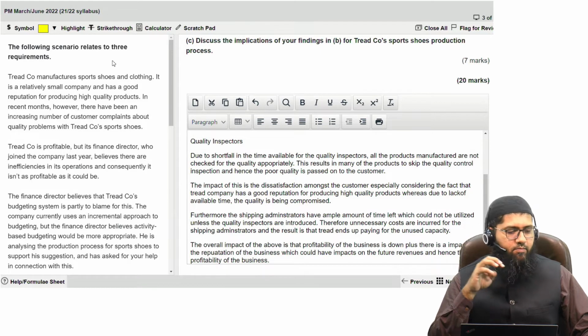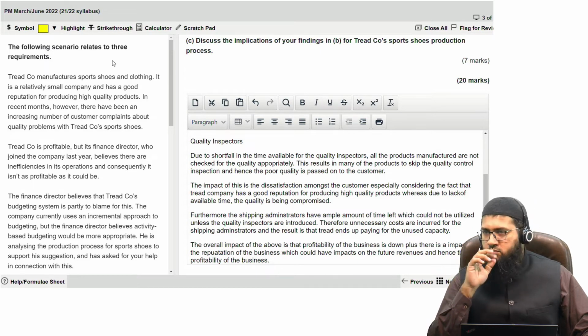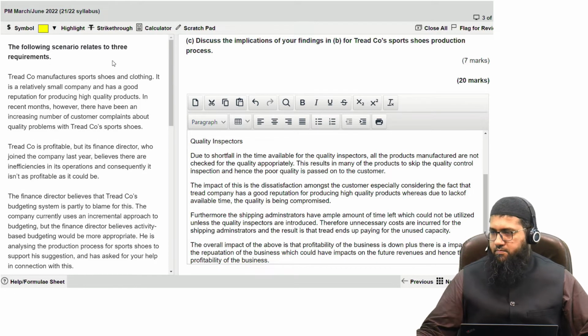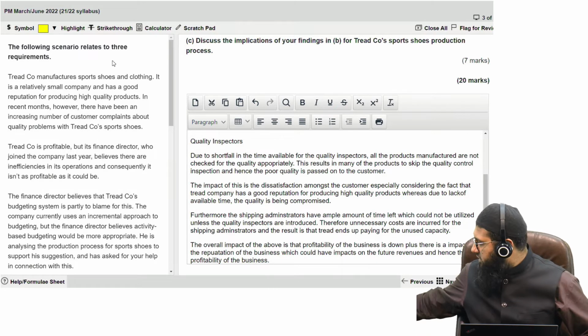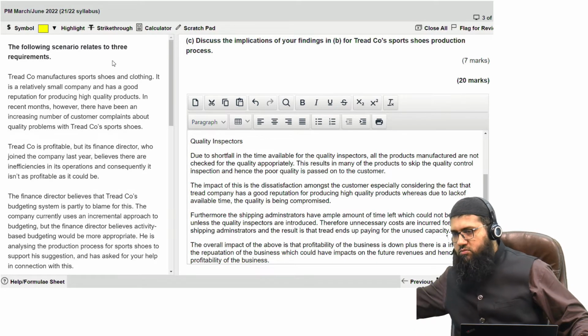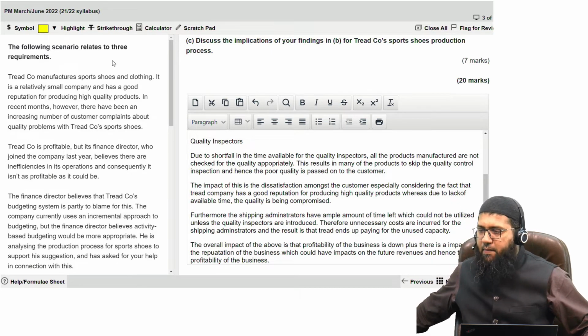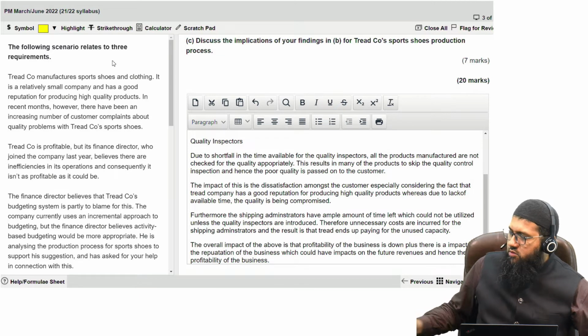Do you people get it? Yeah, hello. Is it all understood now? Do you understand the implications, the impact, the problems?